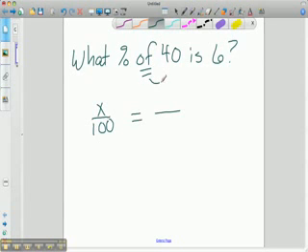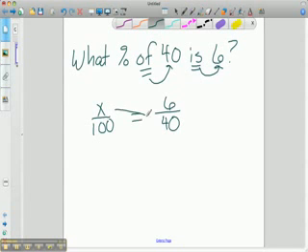The number that usually comes after the word of is the whole part, which is the denominator of the second fraction, and whatever usually comes after the word is the part, which is the numerator of the second fraction. And that actually makes sense because we're trying to find out what percent of this larger number is this smaller number. So 6 is the part out of 40.